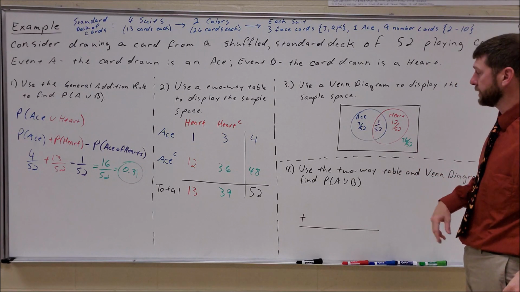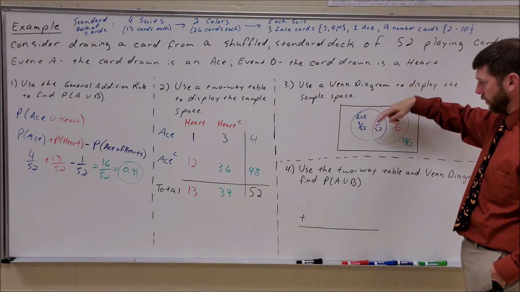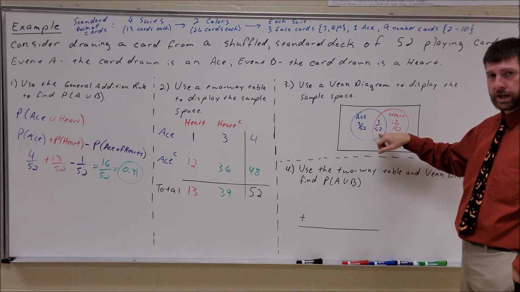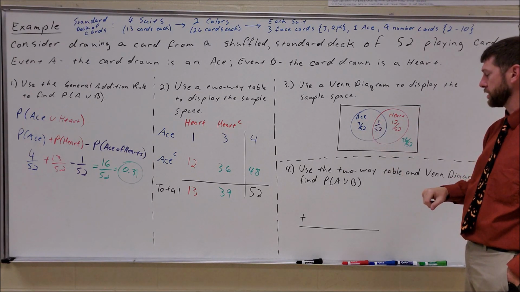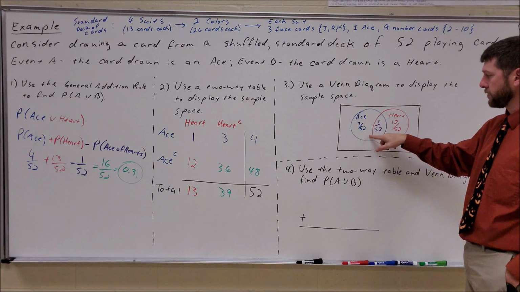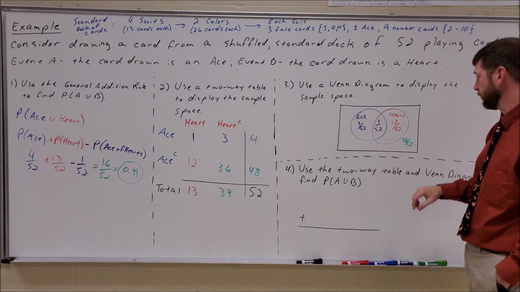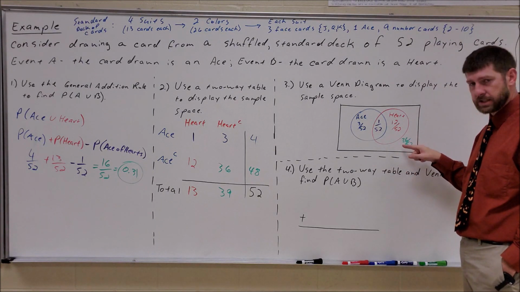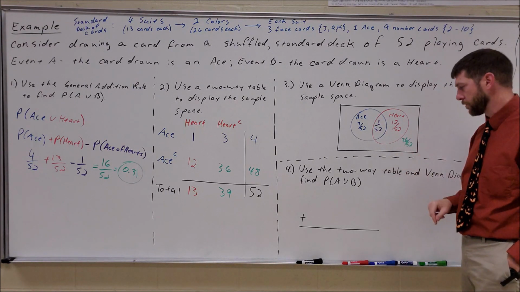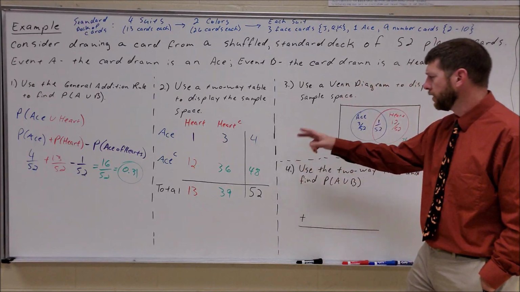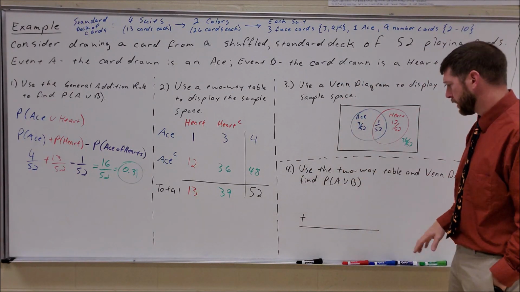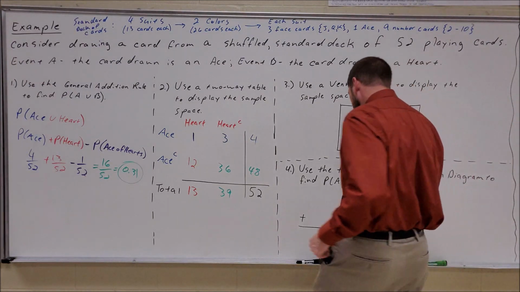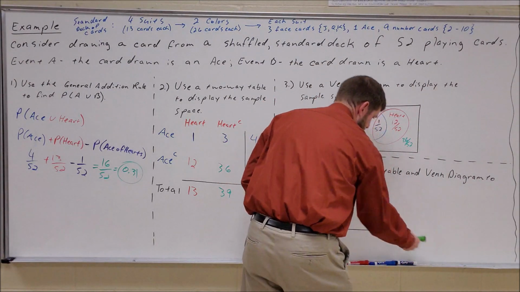As we can see, our ace and our heart should overlap because there is an intersection between the 2. That's the 1 ace of hearts, so that's in the intersection area. We have 3 out of the 52 cards that are ace only, 12 out of the 52 that are heart only, and that leaves us 36 out of the 52 that are neither an ace nor a heart. Now, let's put these 2 together and try to figure out A union B, which is just ace or heart. That's all A union B means.